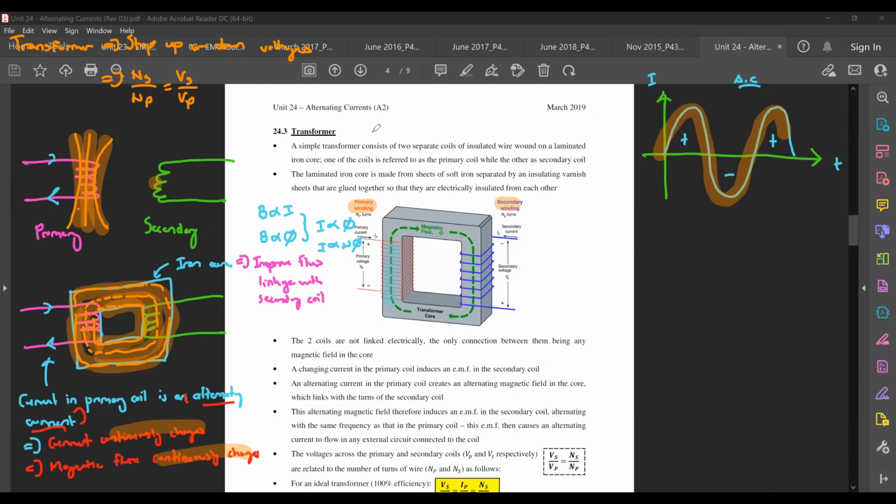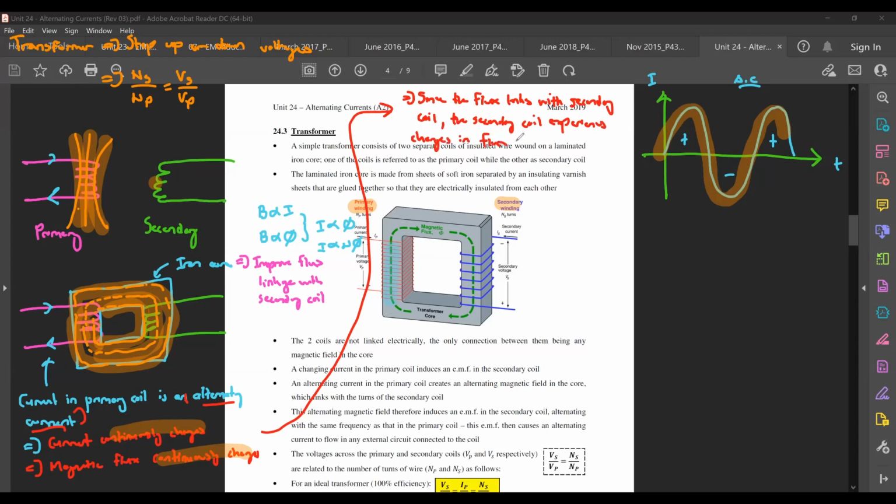After that, we also know one thing. Since the flux links with the secondary coil, the secondary coil experiences changes in flux linkage. This makes sense because of the iron core that we have, which links the magnetic flux from the primary coil to the secondary coil. Since current in the primary coil changes, the magnetic flux of your primary coil changes. But at the same time, because your flux is linking with the secondary coil, it causes the secondary coil to experience a change in flux linkage. Therefore, EMF is induced in the secondary coil.